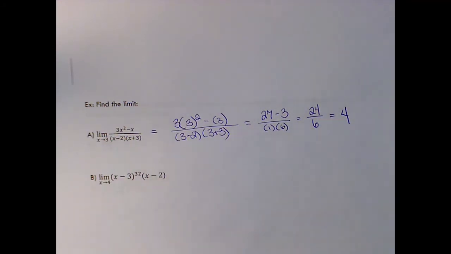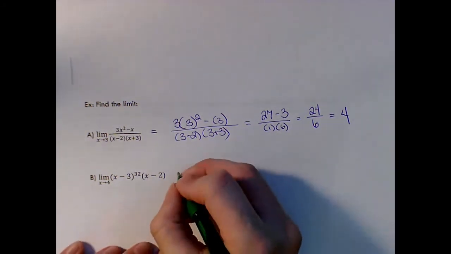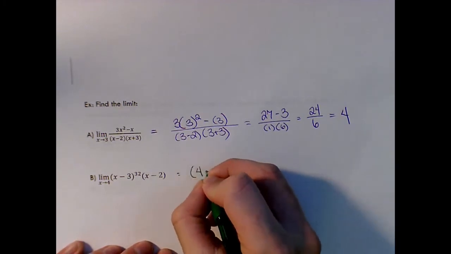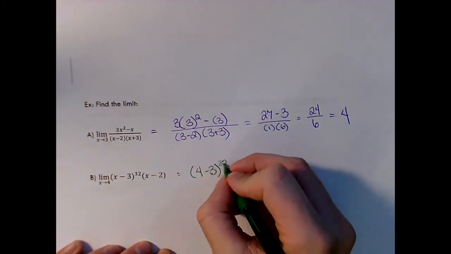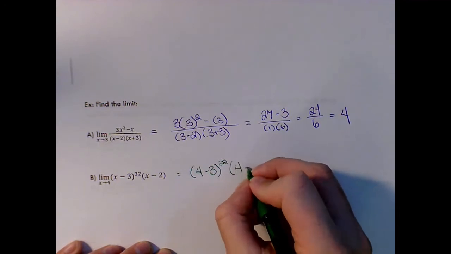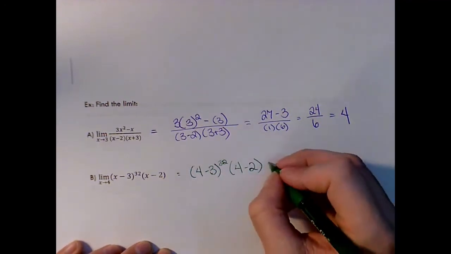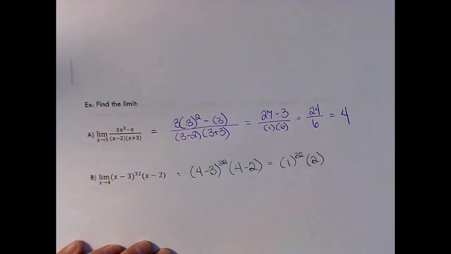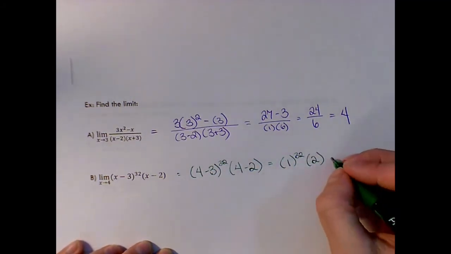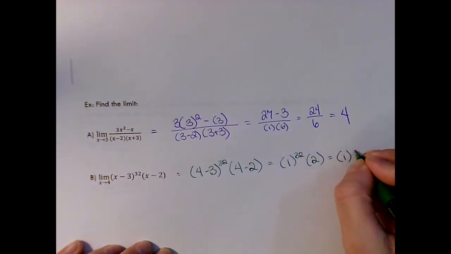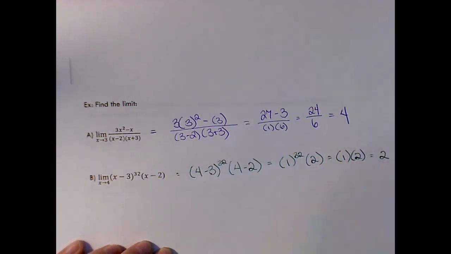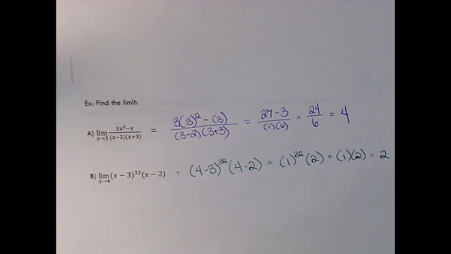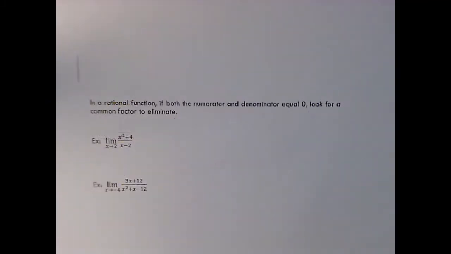Similarly, I'm going to make sure that if I plug in 4, I hit no roadblocks. So this is just going to become 4 minus 3 to the 32nd power, times 4 minus 2. 1 to the 32nd power times 2. 1 times itself a whole bunch of times is just 1. And 1 times 2 is 2. Simple.